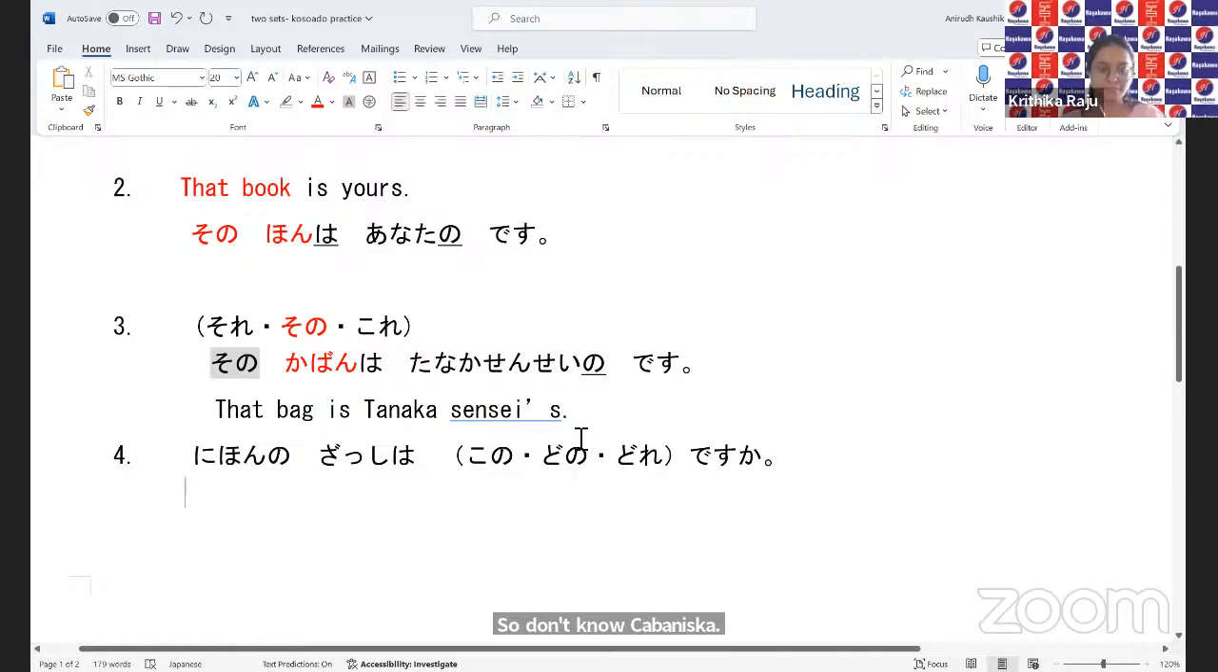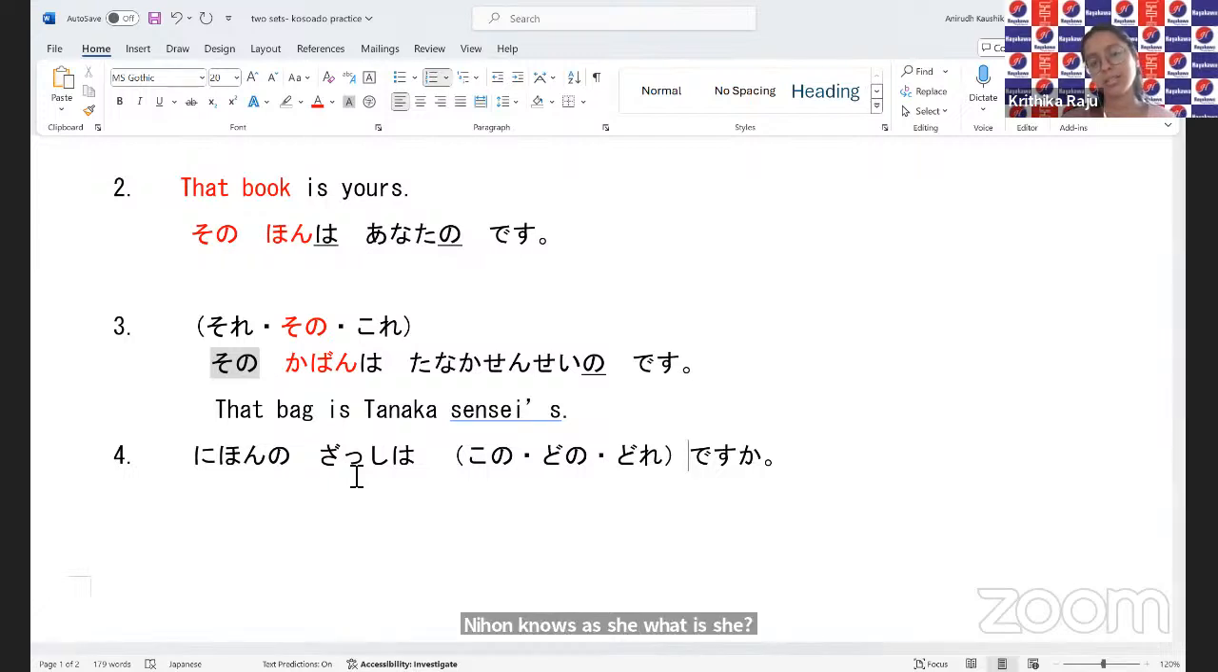Let's look at the next sentence. Nihon no zashi wa, which is the right option for the blank? And then the sentence ends with desu ka. Nihon no zashi. What is zashi? Magazine. Zashi is magazine. Somebody gave the answer, which is correct.